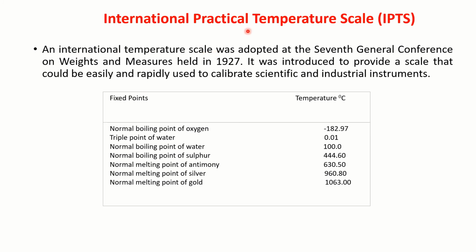ITPS, the International Temperature Scale, these are the calibration points that we use. Normal boiling point of oxygen, minus 182.97 degrees Celsius. Triple point of water, 0.01 degrees Celsius. Normal boiling point of water, 100 degrees Celsius. Normal boiling point of sulfur is 444.60 degrees Celsius. Normal melting point of antimony, 630.50 degrees Celsius. Normal melting point of silver, 960.80 degrees Celsius. Normal melting point of gold, 1063 degrees Celsius.